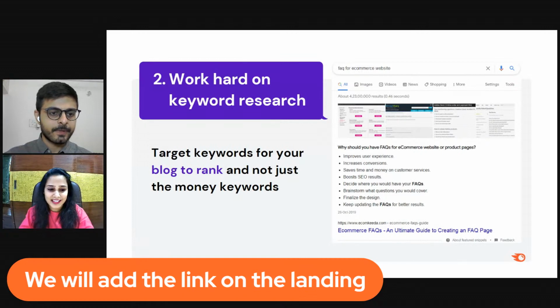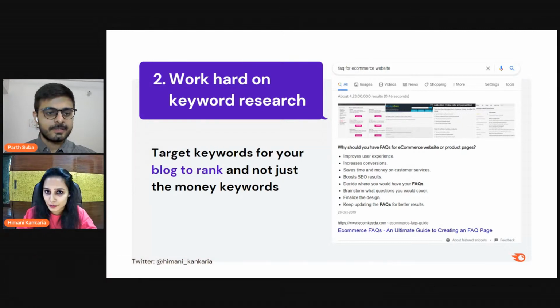Yeah, absolutely. Great. So the next very important step is to work hard on keyword research. Let me tell you, this is something that people take very lightly. It's like, I want to target, say for example, Flutter app development, or maybe I want to rank for video editor software and all of those keywords.